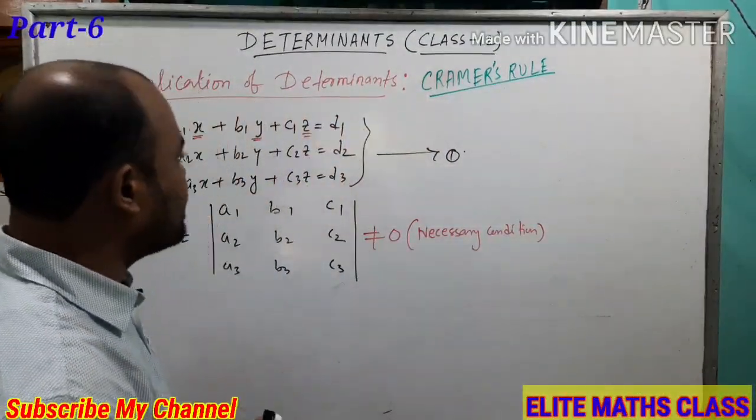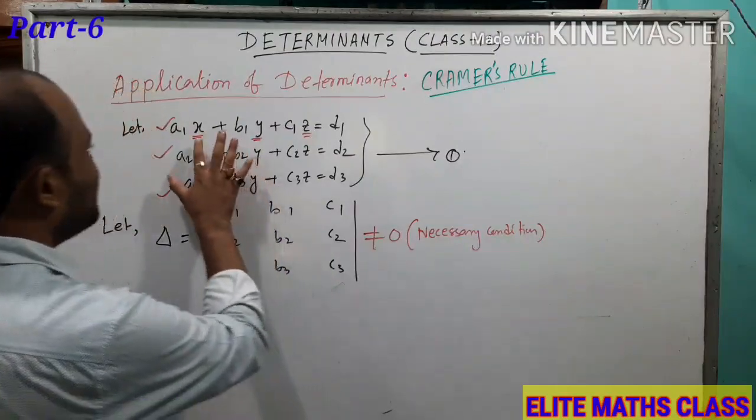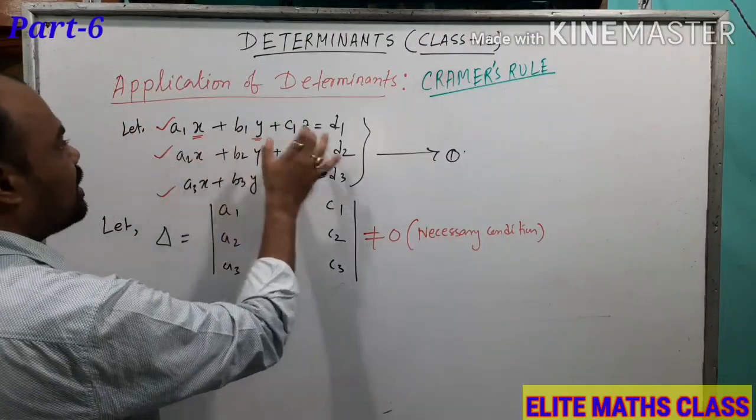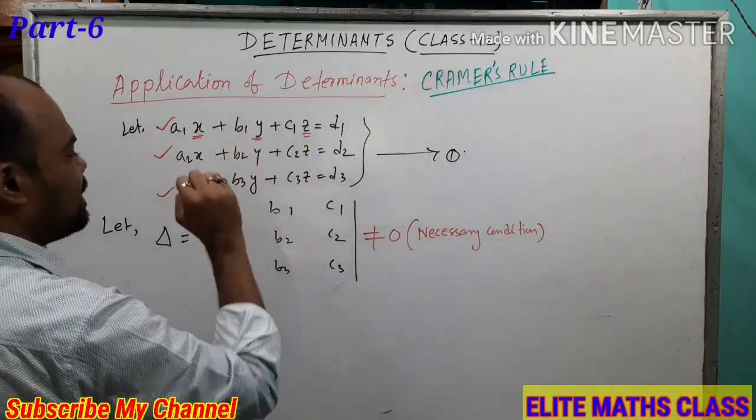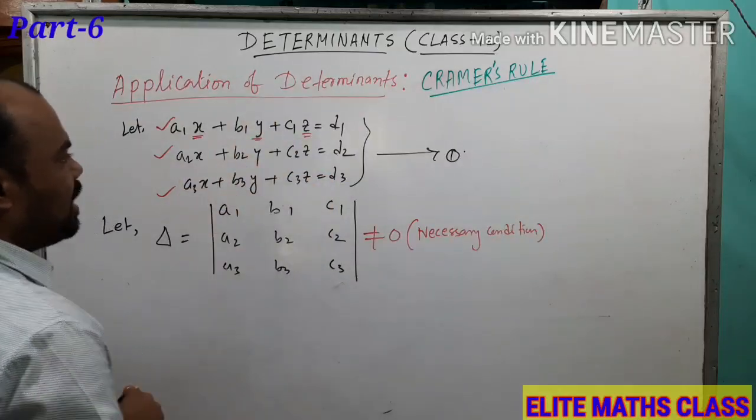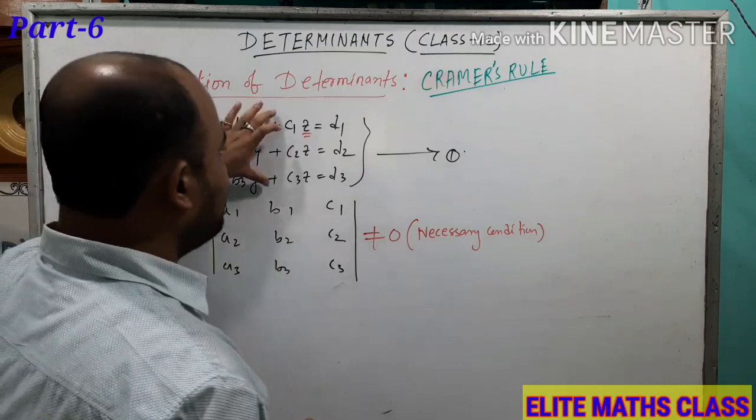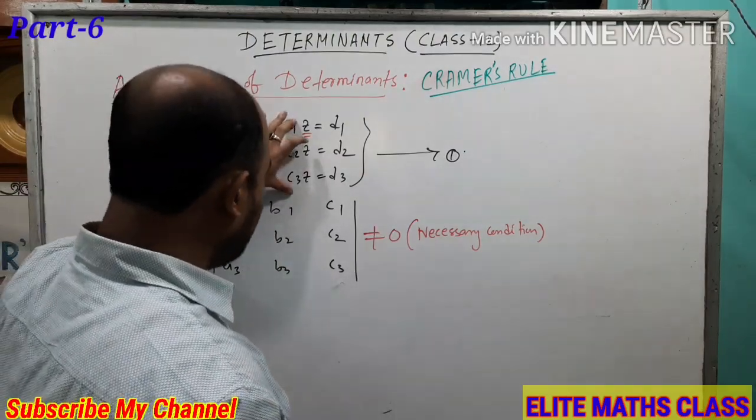And another thing, why is it called linear? See, the variables are x, y, z, and all are in linear power. That is, the power of the variables is 1. That is the system of linear equations. So the number of variables is equal to the number of equations.